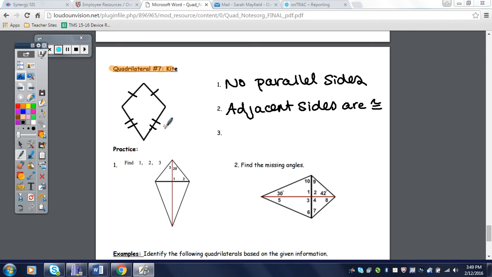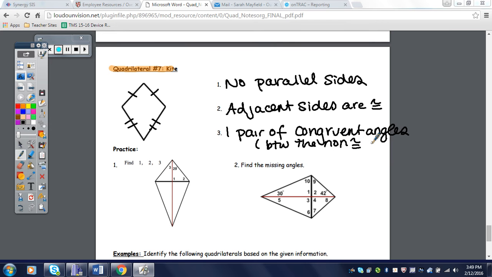Okay? Number 3, one pair of congruent angles. And that one pair of congruent angles is between the non-congruent sides. So that means this is congruent to this. Alright. There's actually 2 more pieces of information.